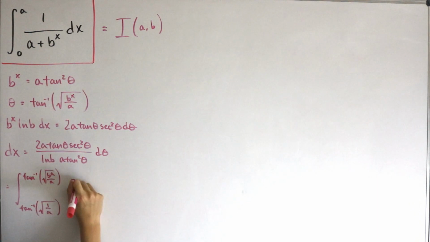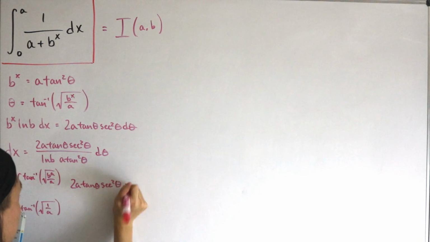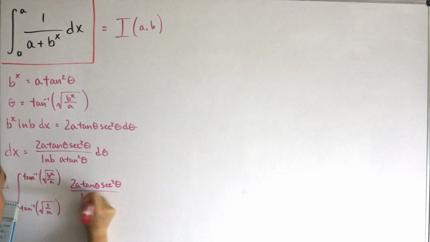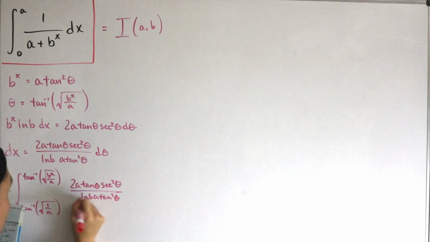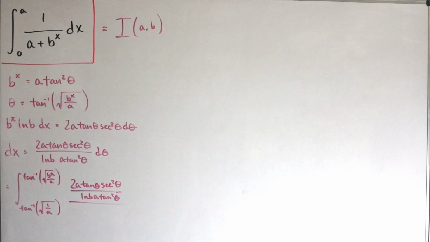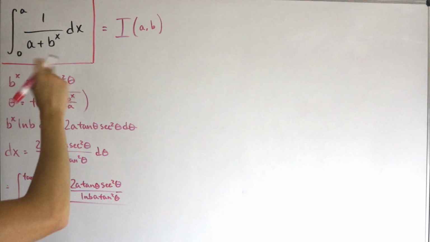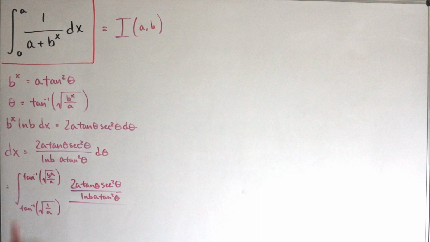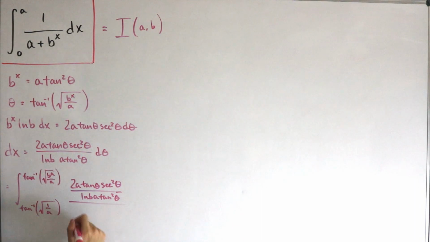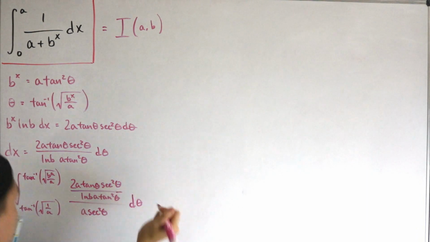So let's see, I have 2a, then tangent theta, then multiplied by secant squared theta, all this being divided by ln of b, and then a times tangent squared theta, all this being divided by, so I have a plus b to the power x. If I replace this, that means I have a plus a times tangent squared theta. I factor out the a, so that's a times 1 plus tangent squared theta, and that's a nice trigonometric identity that's equal to secant squared theta. So now the denominator just becomes a times secant squared theta, and then all this being with d theta.